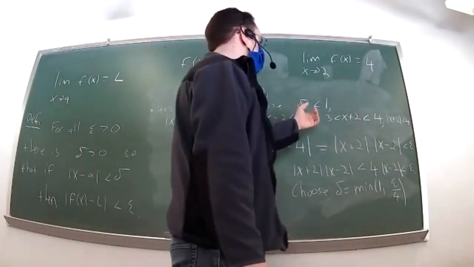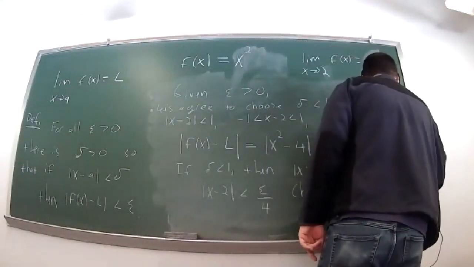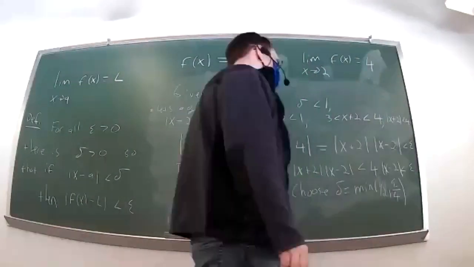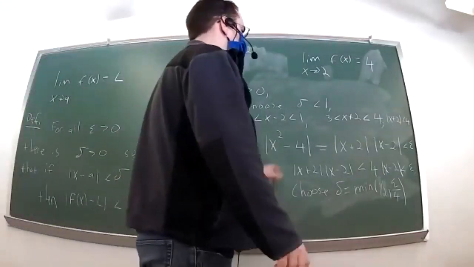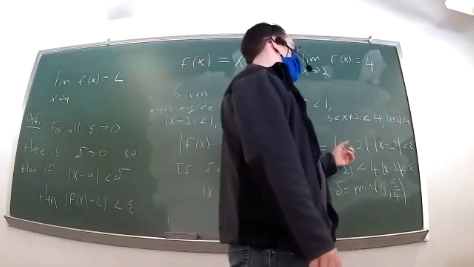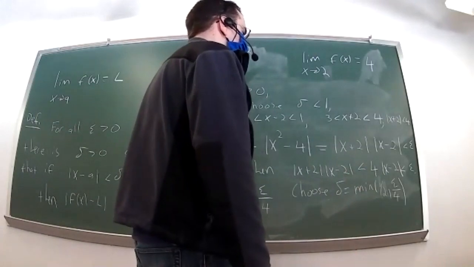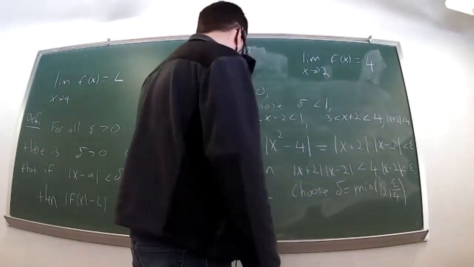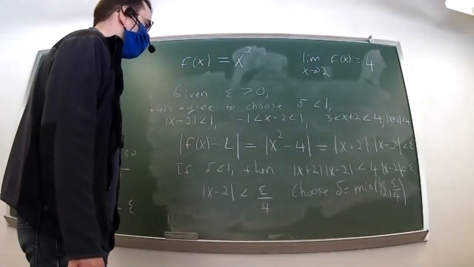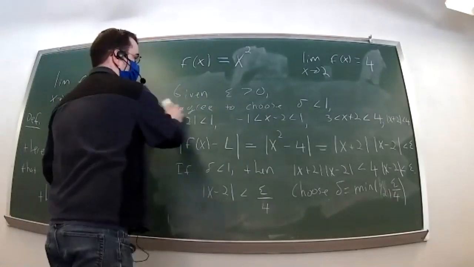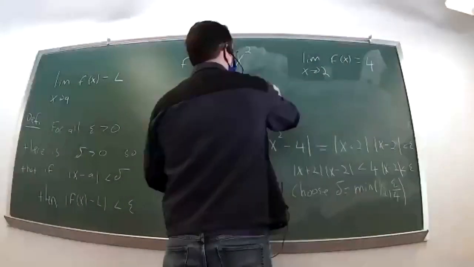And I guess 1 is not less than 1, so if you really want to be precise, you might even take delta to be the minimum of 1/2 and epsilon over 4. And then no matter what, it'll be less than 1, so it'll be true that the absolute value of x plus 2 is less than 4. And it'll be true that |x minus 2| is less than epsilon over 4. So you do that. That's your scratch work.